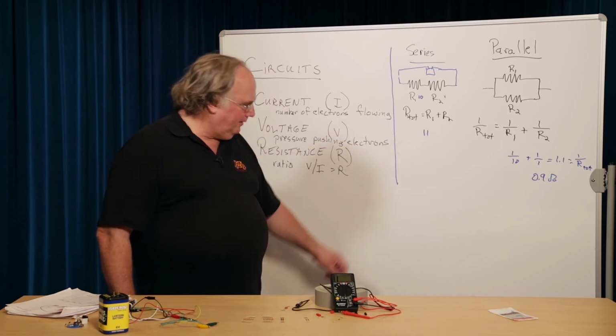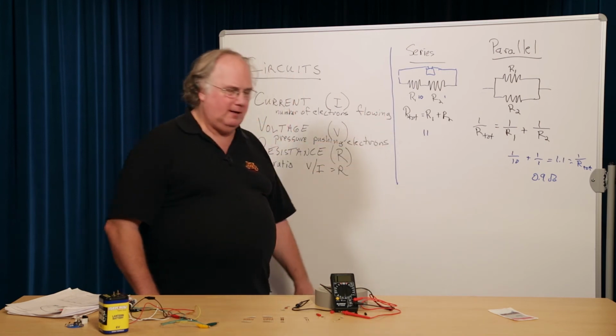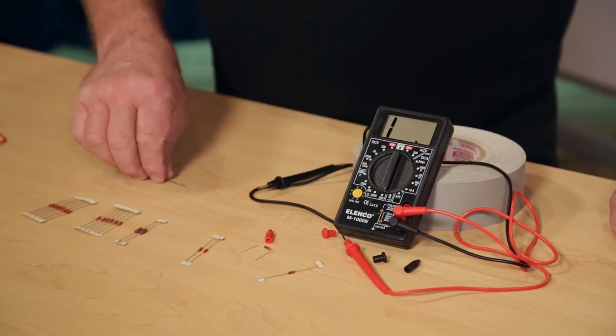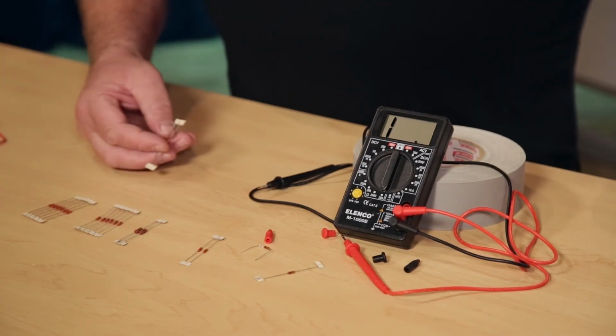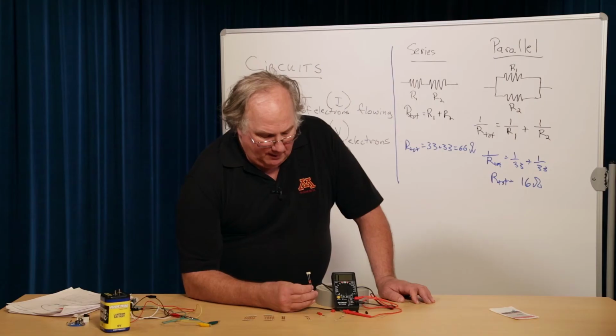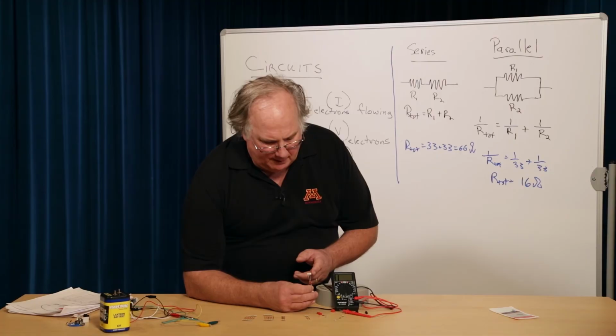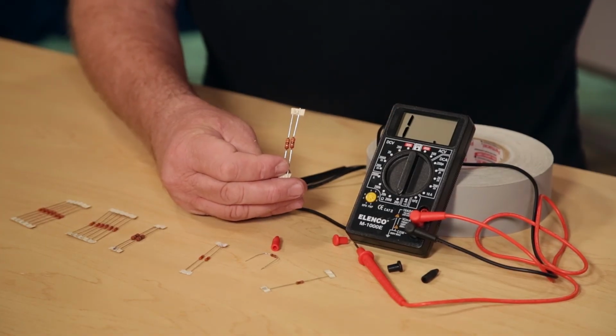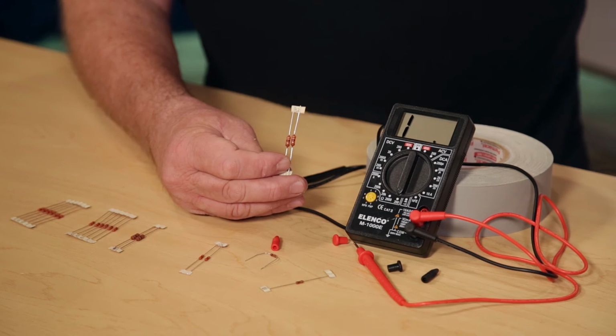So that's the theory of what I'm about to do. Now let's hook some up and see what that looks like. In your kit, you should have several resistors. They're these things. And if you look closely on the ends, they have labels with numbers. And the numbers tell you how many ohms each resistor is.